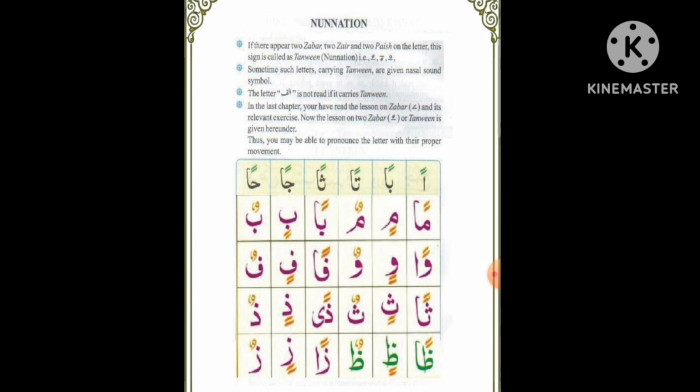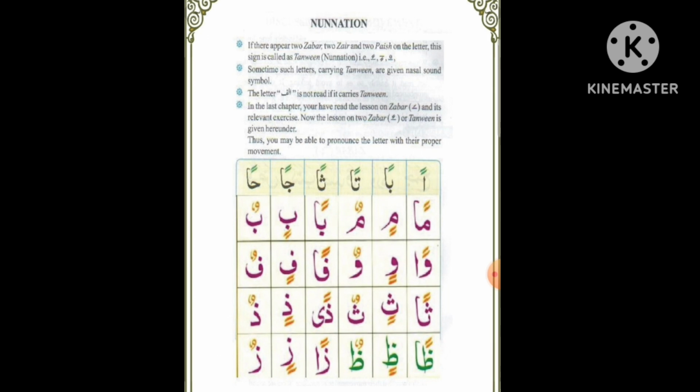As you can see in the given image that there are two zabar. Till now we learned one zabar, one zair, one pesh. Now we are going to learn two zabar, two zair and two pesh. Okay. So how do we pronounce these two zabar, two zair and two pesh?